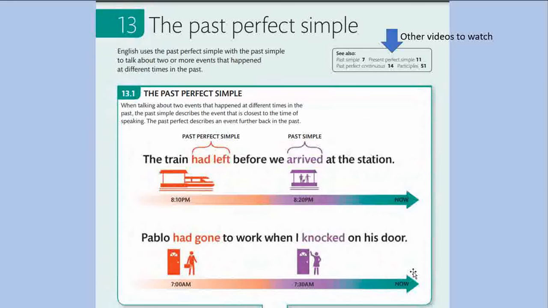So remember that the action that is nearest on the timeline is always expressed in simple past, and the action that is far away on the timeline is expressed in past perfect tense. When there are two actions in the past, this is the construction: nearest on the timeline is simple past, far away on the timeline is past perfect. Let us see the structure, how it is constructed.